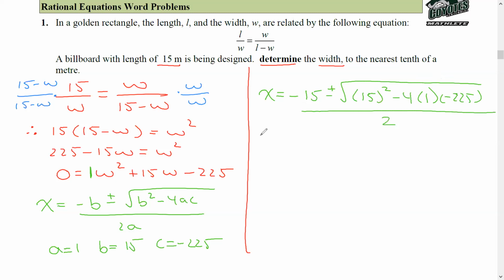Now, what I would prefer you to do is to not just ram that thing in your calculator. This is where mistakes start happening. What I'm going to get you to do is put what's underneath your radical, also known as the discriminant, into your calculator first. Simplify it down before you start putting everything in your calculator. So that's what I was doing there.